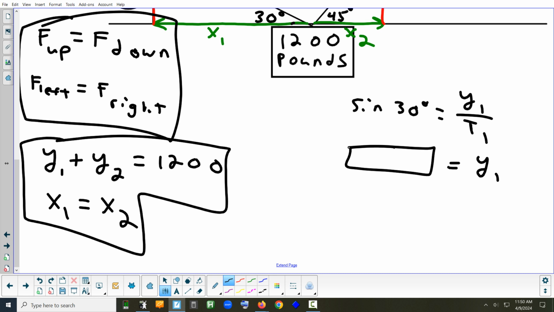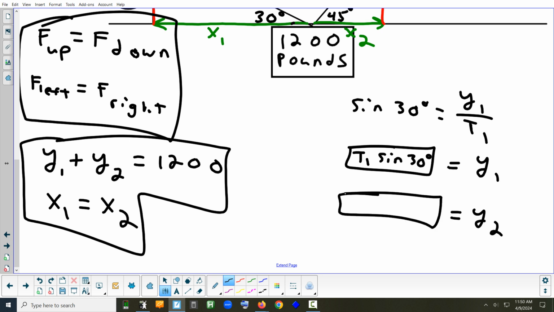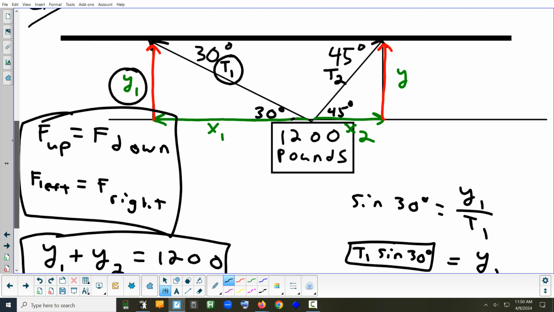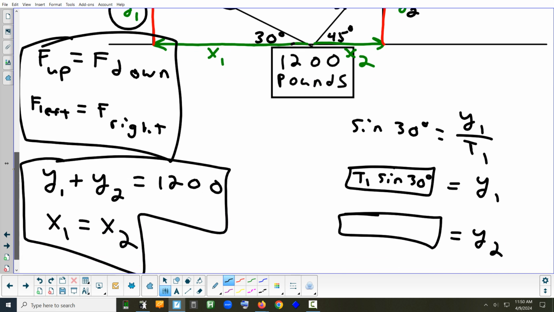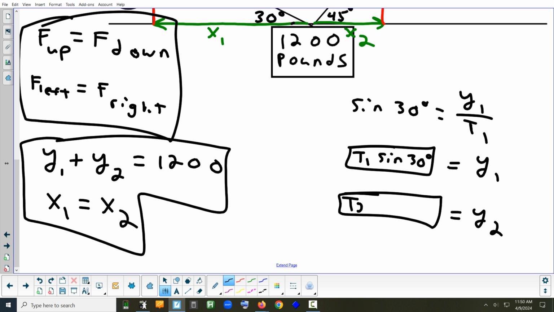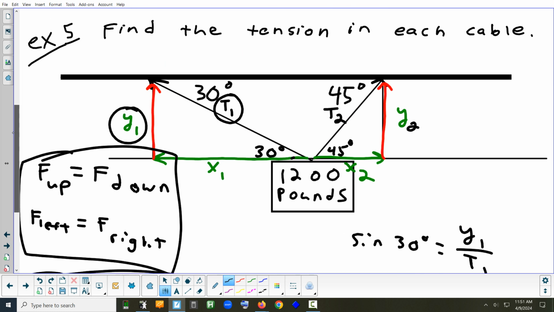Would it be T1 times sine 30 degrees? Yep. We're going to do 4 of these, and they're all going to look something like that. So y1 is t1 sine 30. Let's do y2, following the same pattern. Anyone think they can see what y2 is? Yep, T2 sine 45. How about x1?